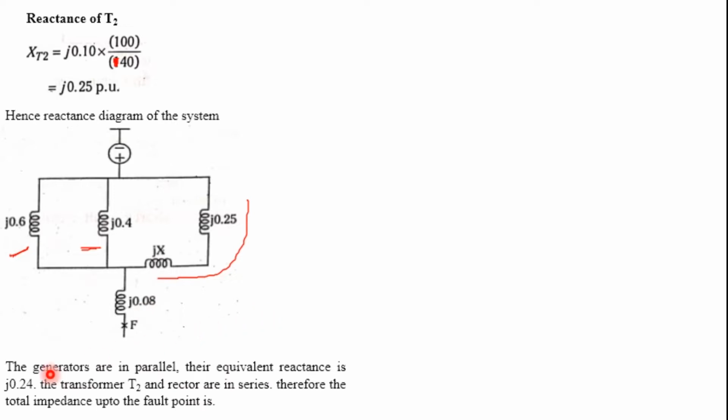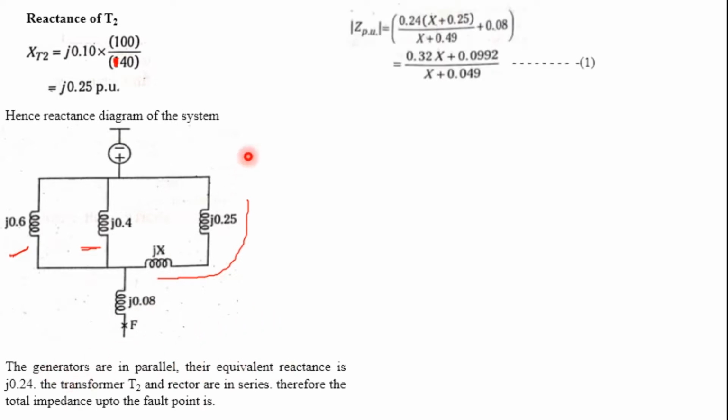Let's see, I have written a sentence here, you can go through that. So this 0.24 we got, it is 0.6 and 0.4 connected in parallel, so you'll get this. So X plus 0.25 is connected in series. Again this value and this value are connected in parallel, meaning you can see here 0.24 and X plus 0.25. So this value is connected in parallel and is in series with the 0.08. So after doing the simplification, we will get the equation (0.32X + 0.0992) divided by (X + 0.49). All this equation is Z per unit.